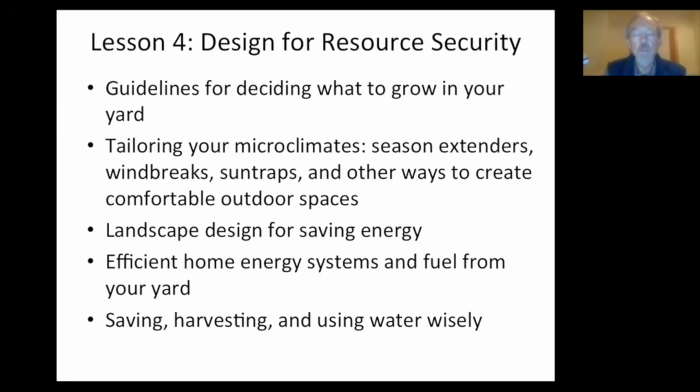be used to save energy, how you can do landscape design, not only to save energy, but the next point then is how to make decisions about using energy in your house and how your yard can actually become a source of fuel for at least reducing some of your energy needs in the house. And I'm also going to spend a little bit of time on water, just as a resource that we use at home. Ways to conserve water, ways to cut down your water bill, and things like that.